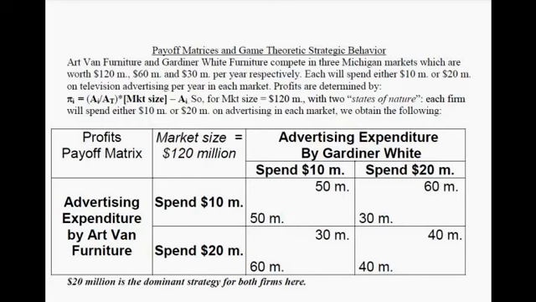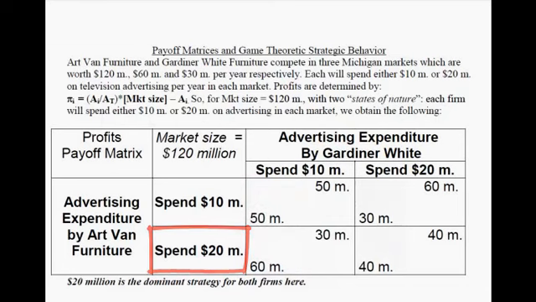So there are two strategies, to spend $10 million or to spend $20 million. Notice that when Gardner White is spending $10 million, so we're only considering the two left-hand cells, Art Van can spend $10 million and make $50 million in profit, or spend $20 million and make $60 million in profit. Since $60 million is higher than $50 million, Art Van will spend $20 million when Gardner White spends $10 million.